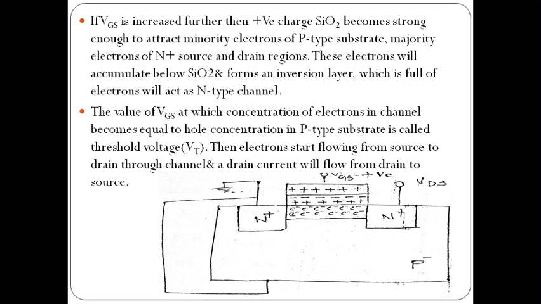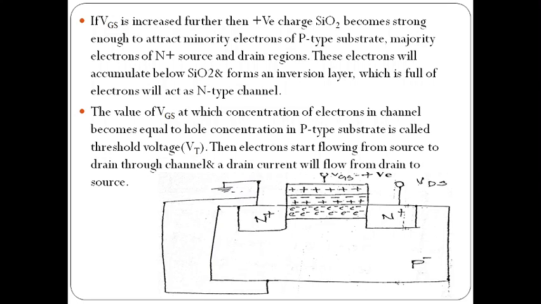The positive charge on the silicon dioxide becomes strong enough to attract the minority electrons of the p-type substrate. So the minority carriers in the p-type substrate will form below the silicon dioxide layer. It acts as the inversion layer. It is also called the channel, the n-type channel.